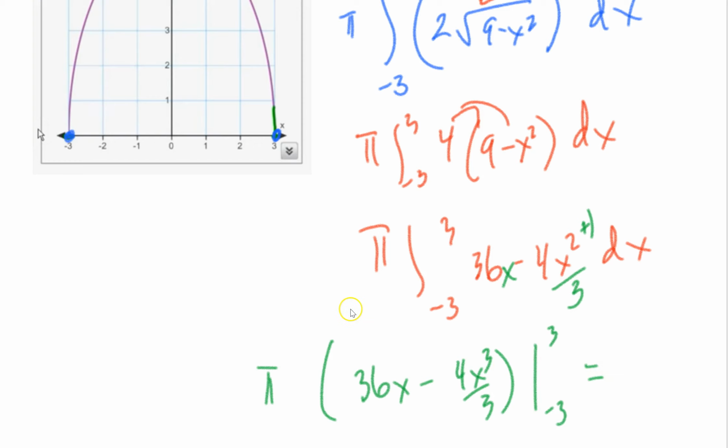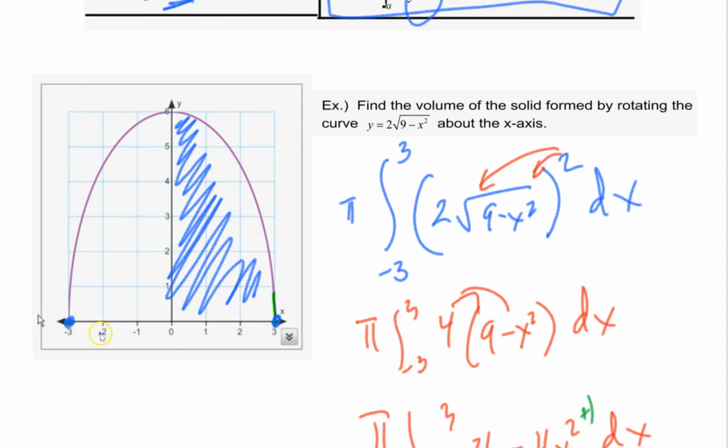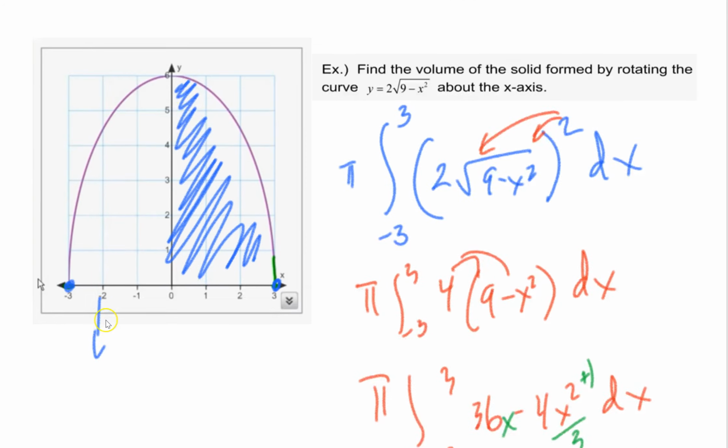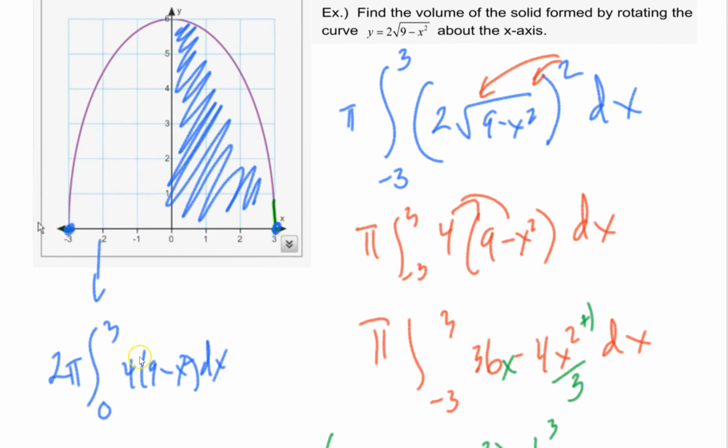So that's one way to do it. There's another way to do it, though. It's a little shortcut. If you notice, this is perfectly symmetrical. These two sides are the same. So another way to do this, a little shortcut to show you, is to integrate from 0 to 3 of the thing we have. But notice I went from 0 to 3, so I just have to multiply this by 2. So 2 pi instead of just pi. That's a little shortcut.